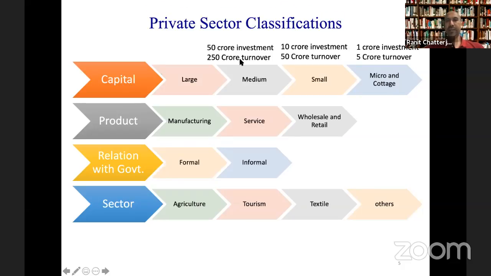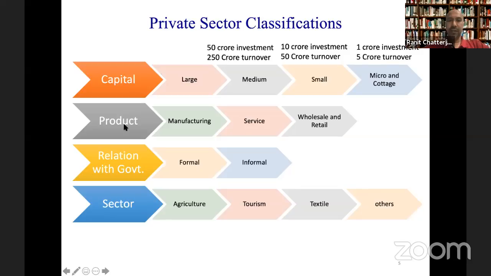And for India, recently, I'm sure many of you who work in this sector would be aware that there has been a recent change, an amendment, in the MSME Act, where the numbers have been changed, and now these are the current figures, which differentiate a micro, cottage, small, medium, and large industry enterprise.